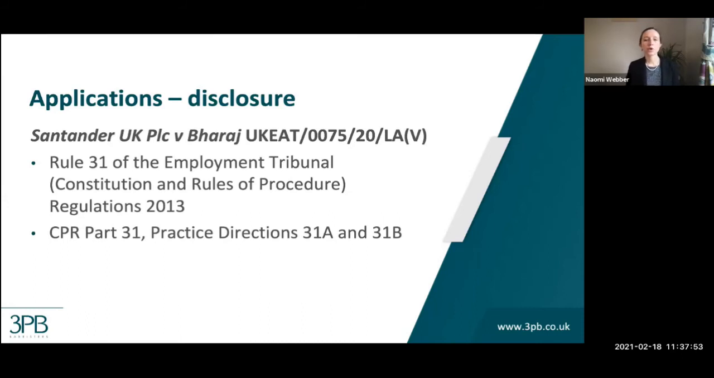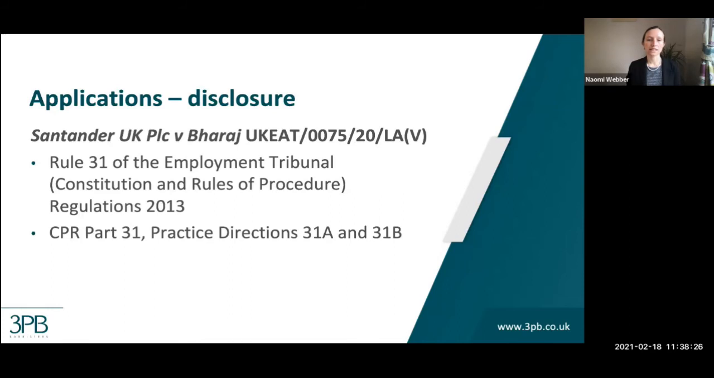Now, the starting point for applications for disclosure, or for disclosure generally in the Employment Tribunal, is Rule 31 of the Tribunal Rules. This says that a tribunal may order any person in Great Britain to disclose documents or information to a party by providing copies or otherwise, or to allow a party to inspect such material as might be ordered in the county court. And so it's the county court rules and practice that becomes relevant in this area.